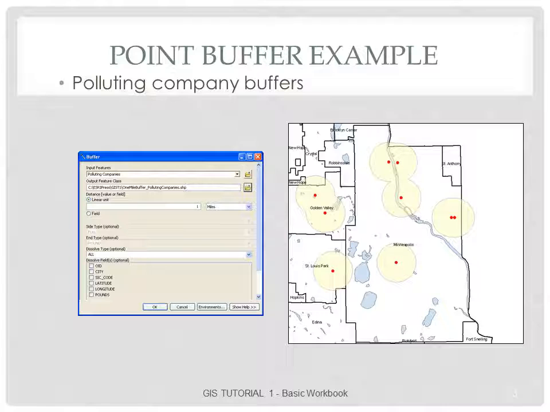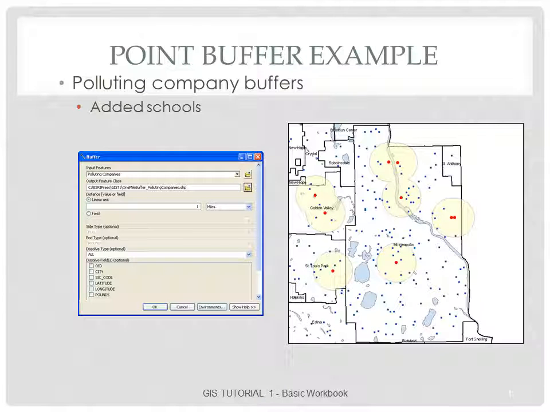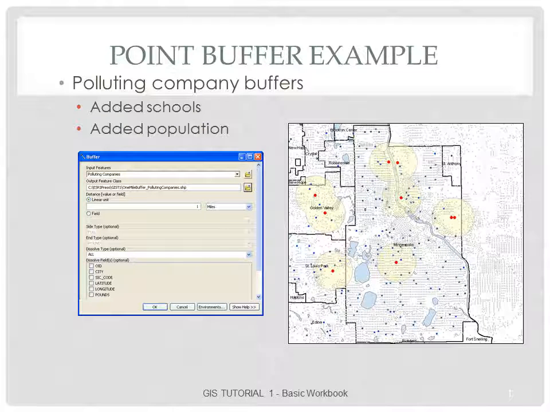Here's a good example of a point buffer analysis where you're looking at pollution sites, putting buffers around those to be able to indicate areas that are within a certain distance of those polluting points. And here, for example, schools have been added to the data set to see how many schools are located within the buffer of a certain area from those polluting sites. And then population, how many people live within those buffered zones as well.